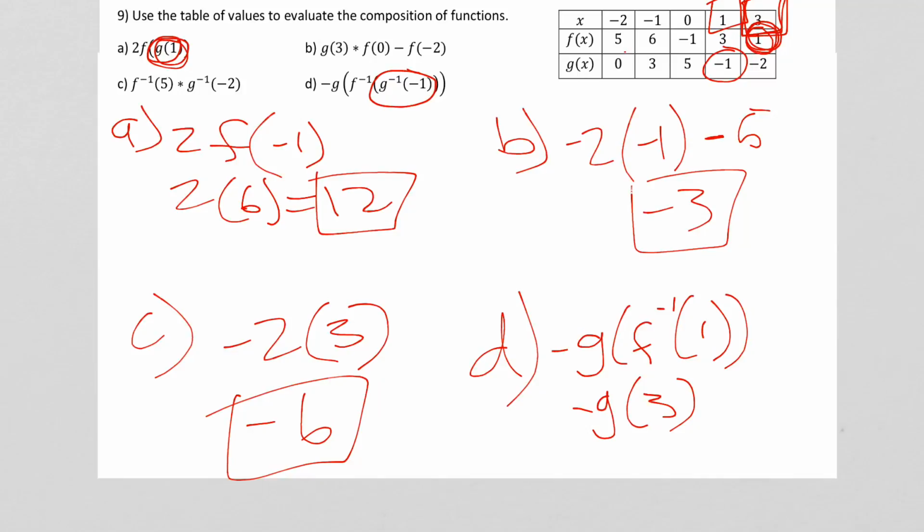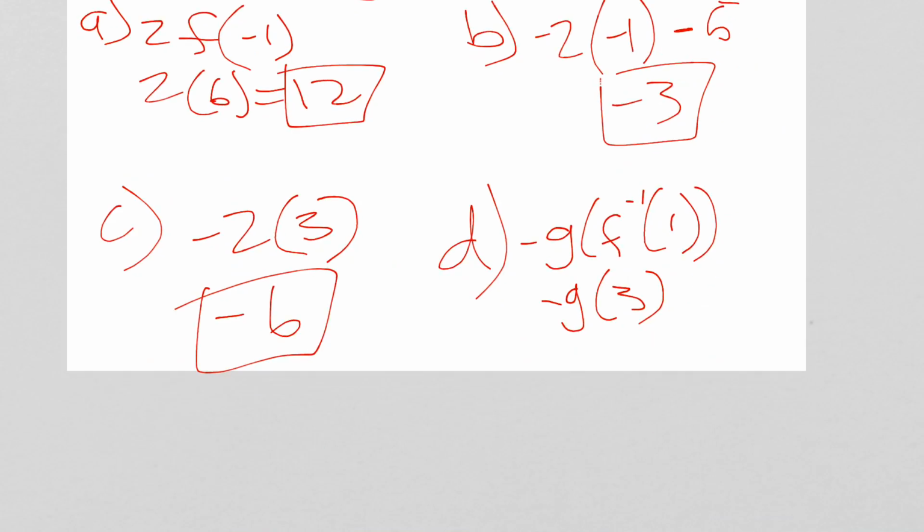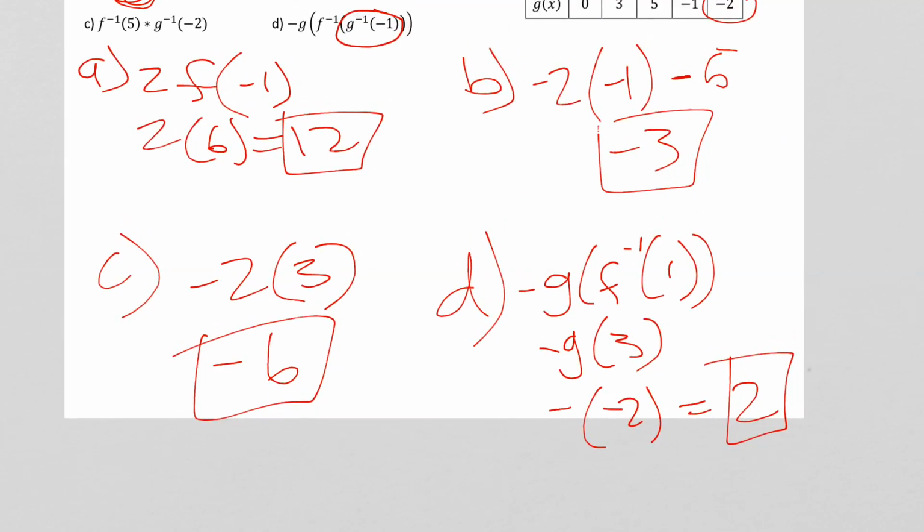Lies! It doesn't say that. It says, go to the x value of 3, which is too messy to see right now. Go to the x value of 3, find the value for g, which is -2. So we have -(-2), which gives us +2. There you have it, A, B, C, and D.